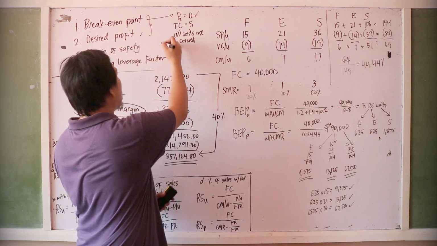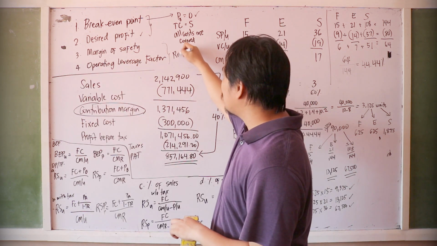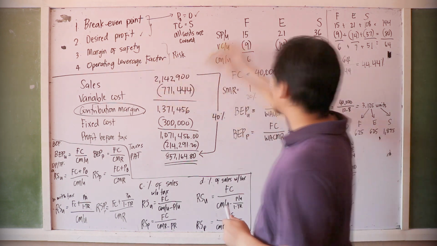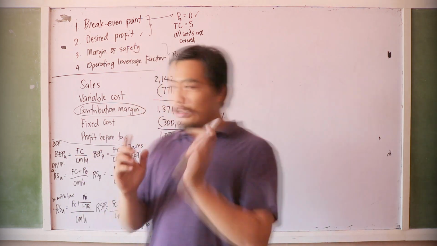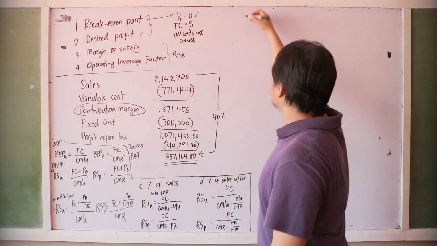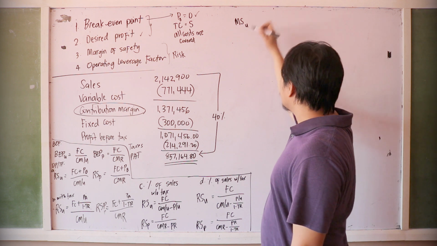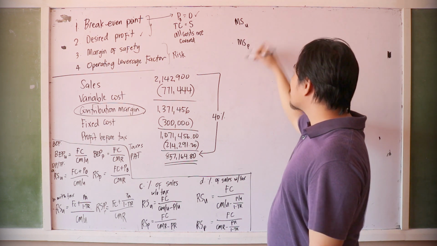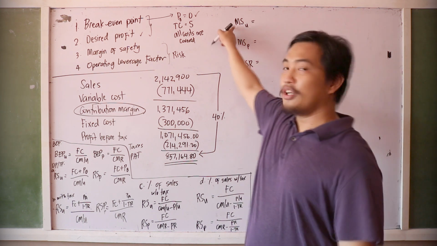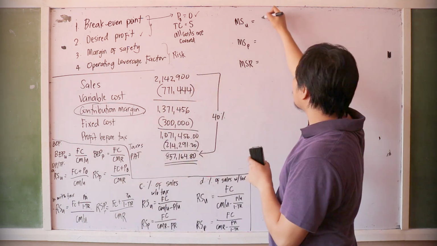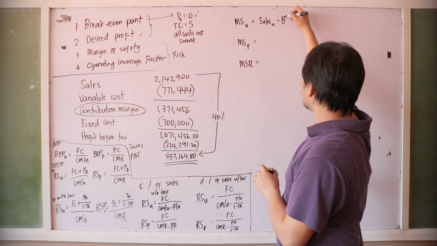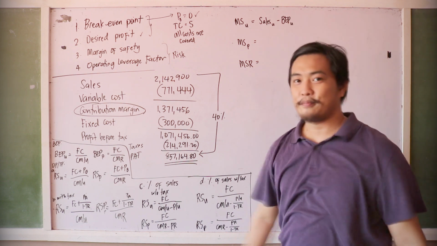Punta na tayo doon sa last two. And this has something to do with risk. Okay? Una dyan would be our margin of safety. Margin of safety, ito yung formula niyo. Meron tayong tatlong paraan para kumuha ng margin of safety: margin of safety in units, margin of safety in pesos, and margin of safety ratio. Paano natin kukompute ito? Itong margin of safety in units: sales in units minus your break-even point in units.